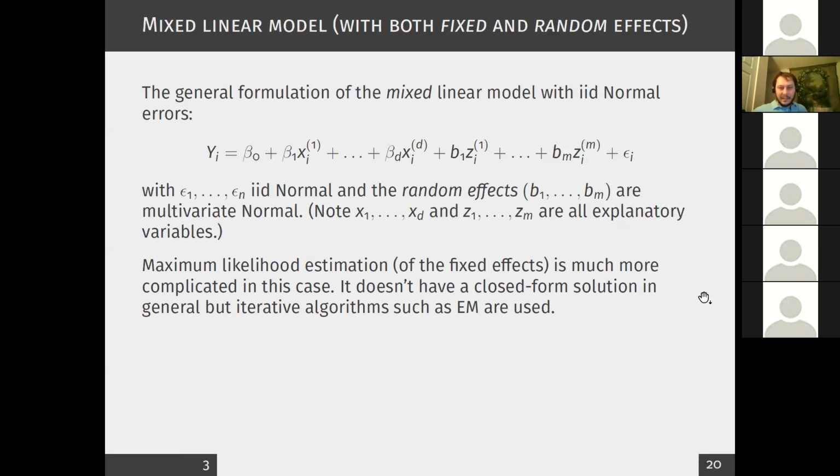In this case, you can do maximum likelihood estimation, sort of. It's much more complicated and it doesn't have a closed form solution, and people will use iterative algorithms like EM, expectation maximization. And I should warn you that this is not a convex optimization in general. So you can miss the solution. You can get an answer that's actually a local maximum but not the global maximum, and it's hard to know whether that's happened or not.